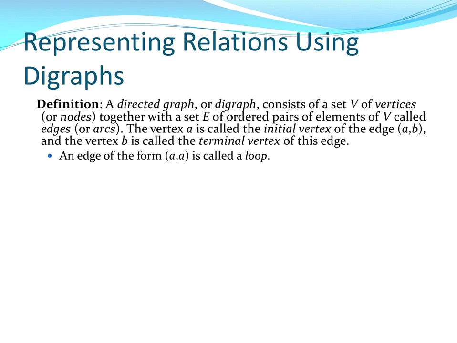So a digraph is a set of vertices and a set of ordered pairs, which would be called edges or arcs. The vertices correspond to the elements in the set on which the relation is defined, and the edges correspond to the ordered pairs in the relation.